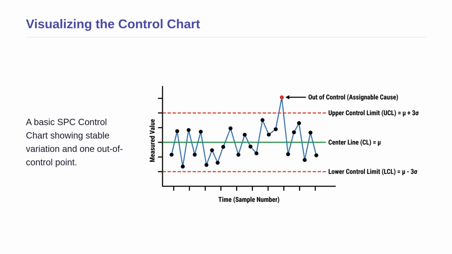The blue line connects our data points. As long as it bounces randomly between the red lines, we are stable. But look at that red dot piercing the upper limit. That is an alarm bell, proving an assignable cause has disrupted the system.